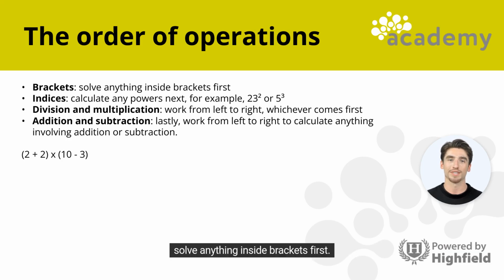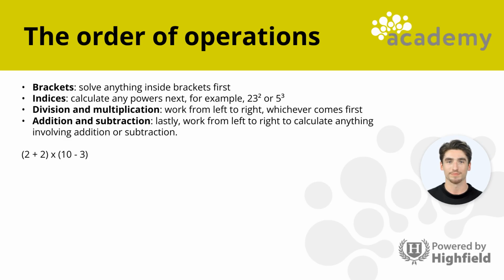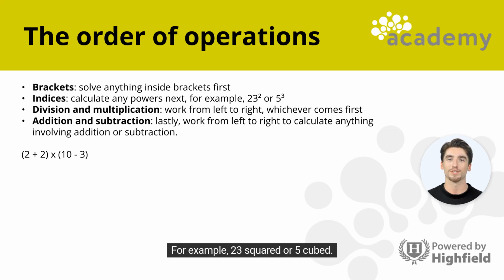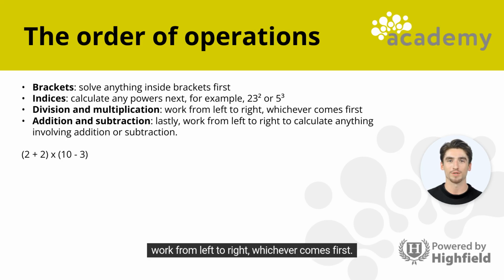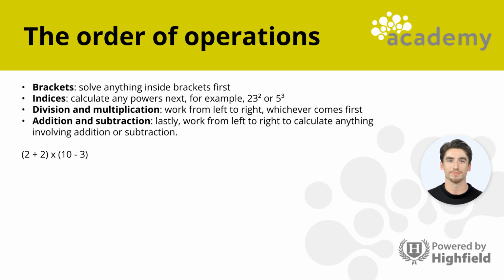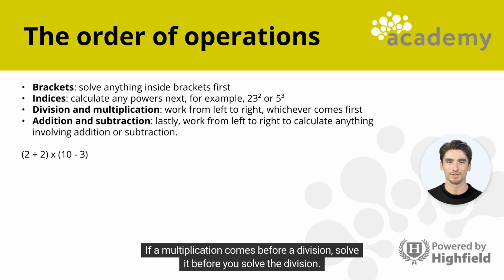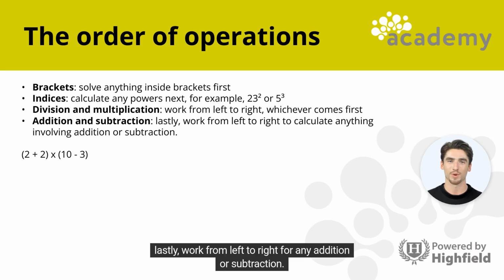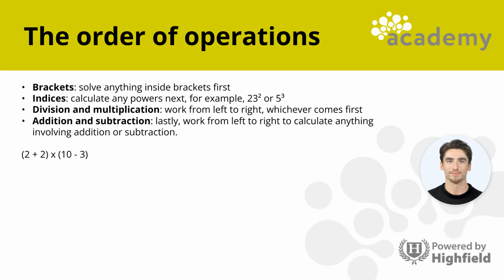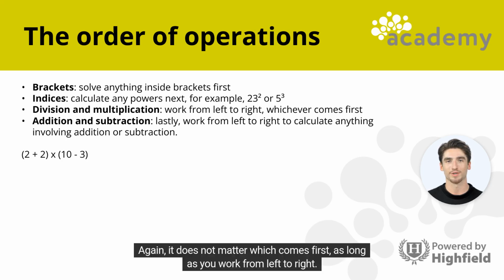Brackets. Solve anything inside brackets first. Indices. Calculate any powers next. For example, 23 squared or 5 cubed. Division and multiplication. Work from left to right, whichever comes first. If a multiplication comes before a division, solve it before you solve the division. Addition and subtraction. Lastly, work from left to right for any addition or subtraction. Again, it does not matter which comes first, as long as you work from left to right.